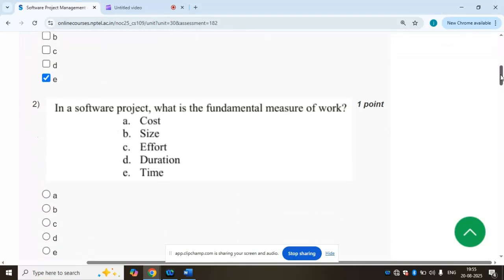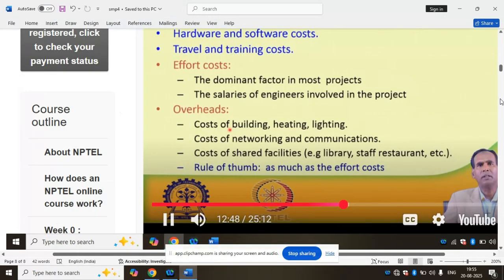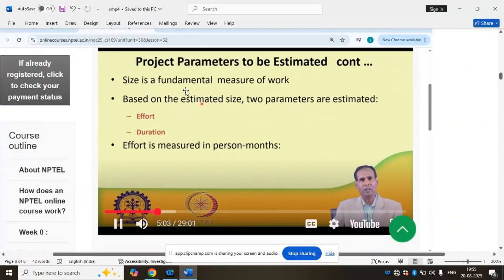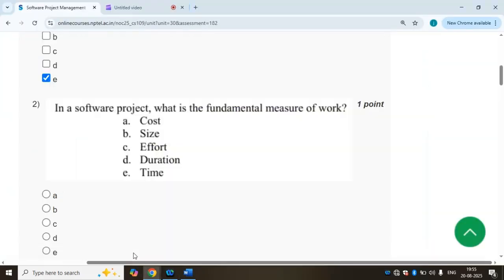Second question, in the software project, what is the fundamental measure of work? So that we'll see now. So see project parameters here. Size is the fundamental measure of work. So the answer for this is size. Option B. Option B is the size.